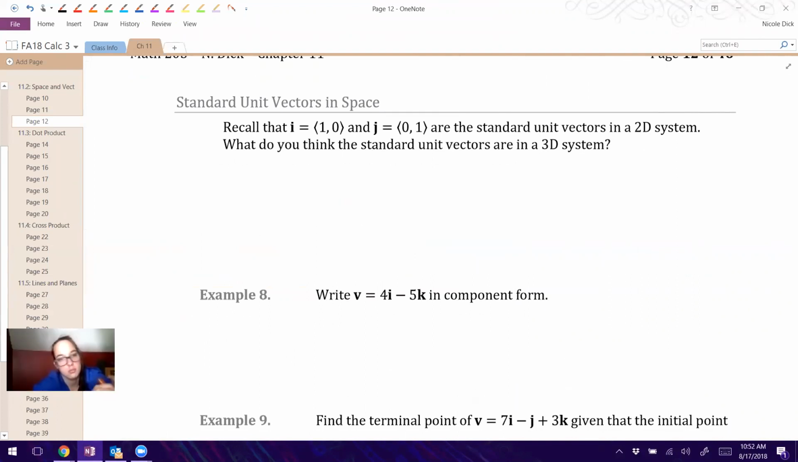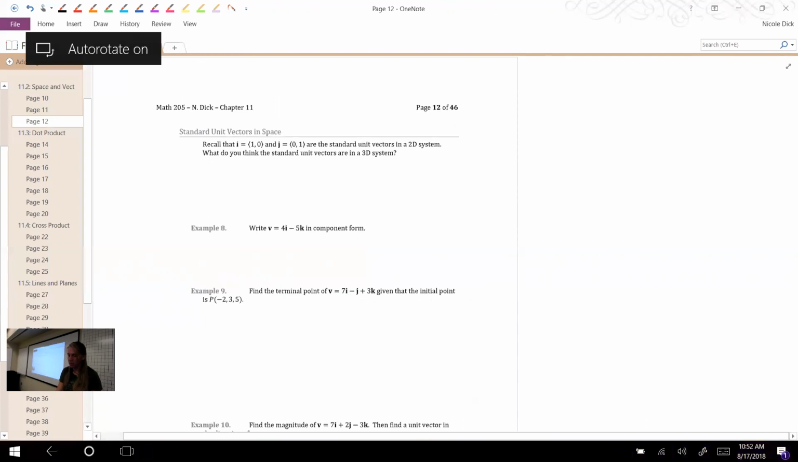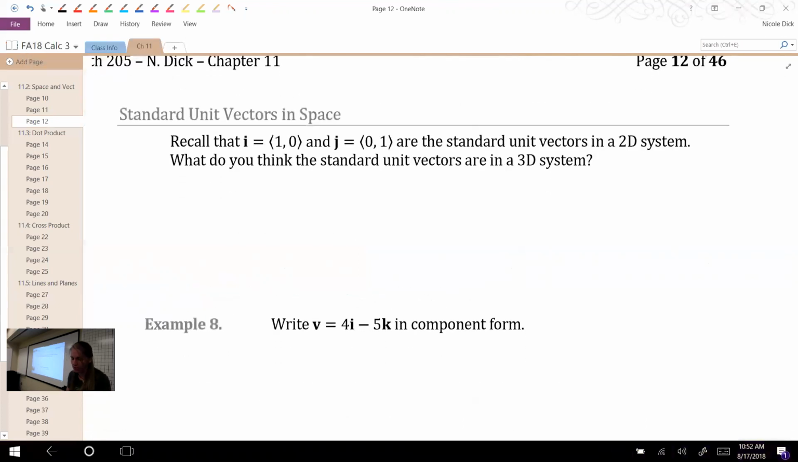So if we now have 3 dimensions that we're talking about, we're going to modify those a little bit, but we really need to have our 3 standard unit vectors. Any guesses as to what our 3 standard unit vectors are in 3-dimensional space? I, j, and k. That is true. So i corresponds to going in the x direction. What do you think the component form for this is going to look like? 1, 0. Not just 1, 0, but 1, 0, 0, right?